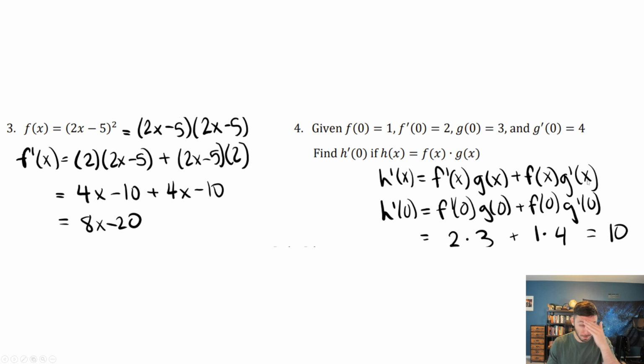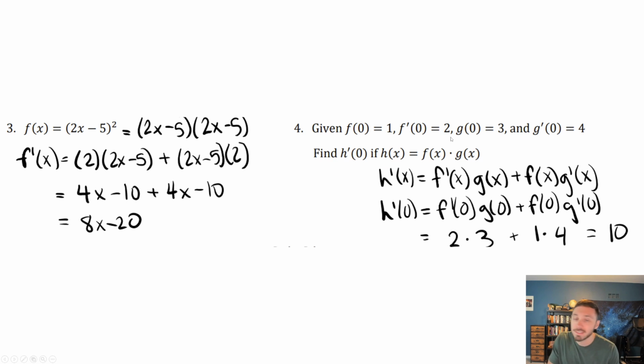Okay. Looking at h prime of 0, I'm just plugging in 0 for each of these x's. Hey, I have f prime of 0, that's 2. Hey, I have g of 0, that's 3. Hey, I have f of 0, it's 1, and then g prime of 0 is 4. At that point, you can just do number stuff. 2 times 3 is 6, and 6 plus 4 is 10. Yeah, so this is kind of like a tabular approach.